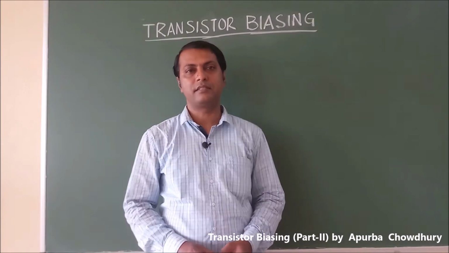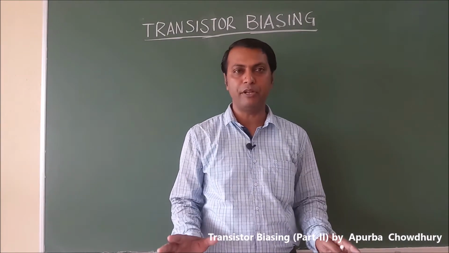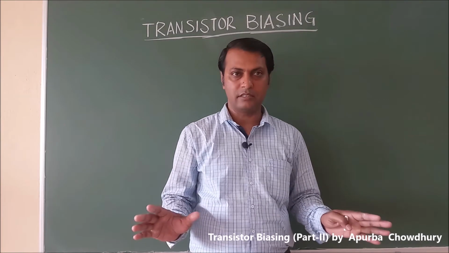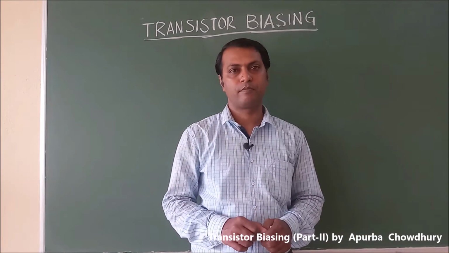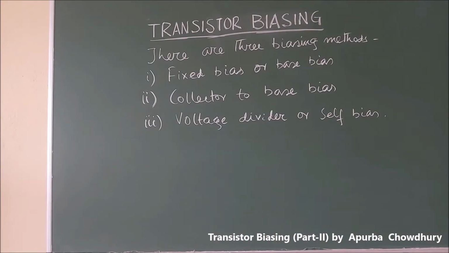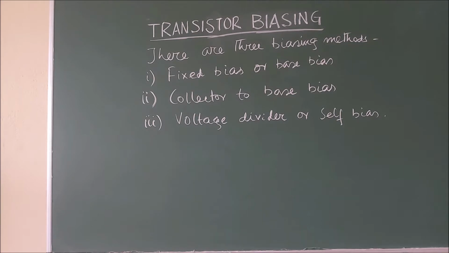Today's topic is transistor biasing. This is the second video about transistor biasing. There are three biasing methods. Number one, fixed bias or base bias. Number two, collector to base bias. And number three, voltage divider or self bias.